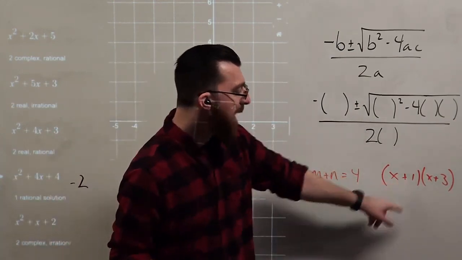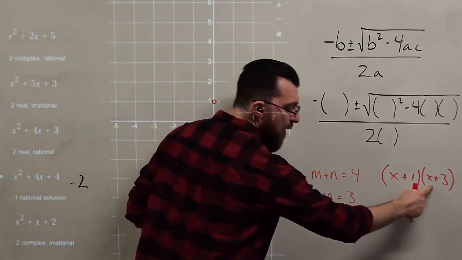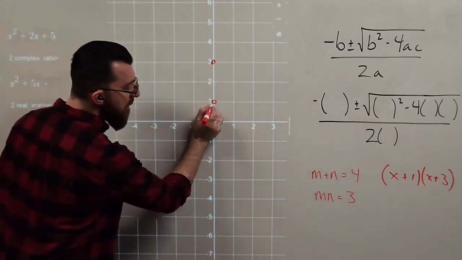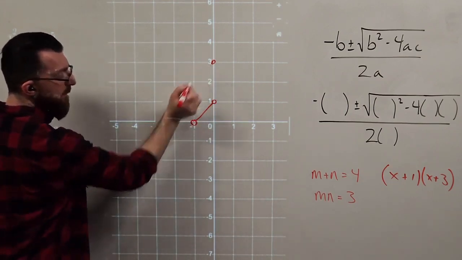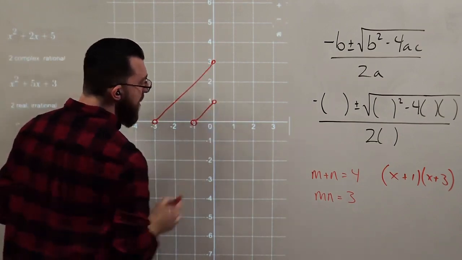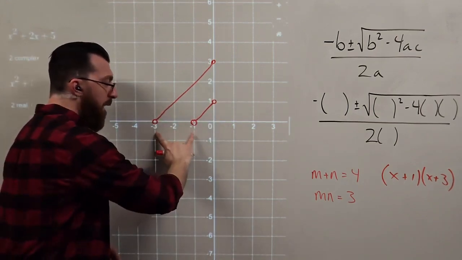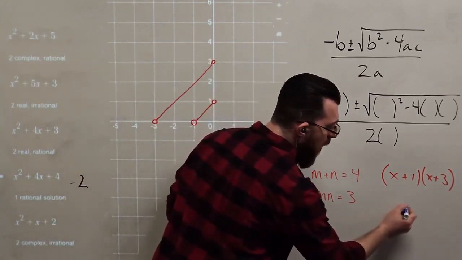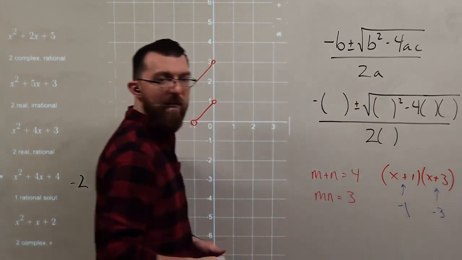Now, that line has a y-intercept of 1. This line has a y-intercept of 3. They both have a slope of 1, which means that this y-intercept leads to that x-intercept of negative 1, and this y-intercept leads to this x-intercept of negative 3. Those are those two lines, x plus 1 and x plus 3. These values, negative 3 and negative 1, are the values that cause that to be 0 and that to be 0.